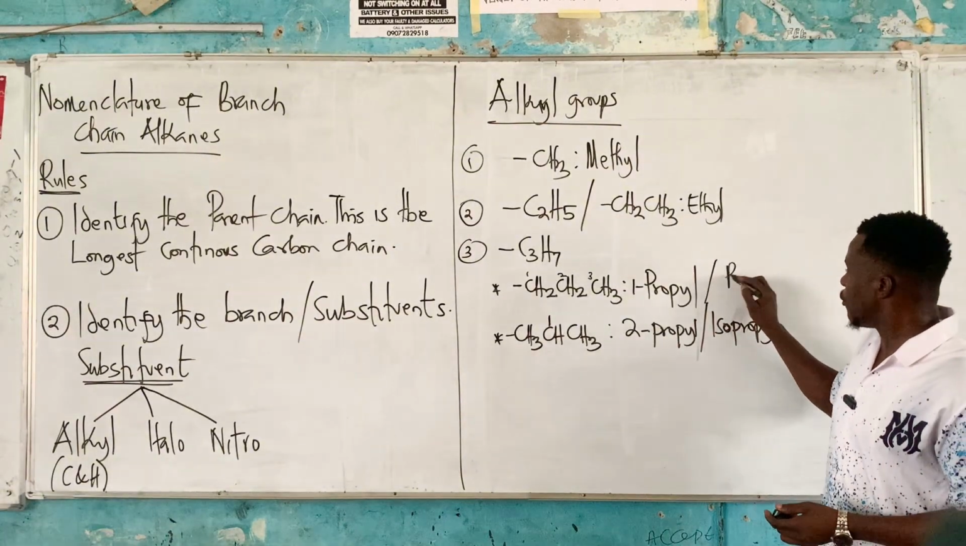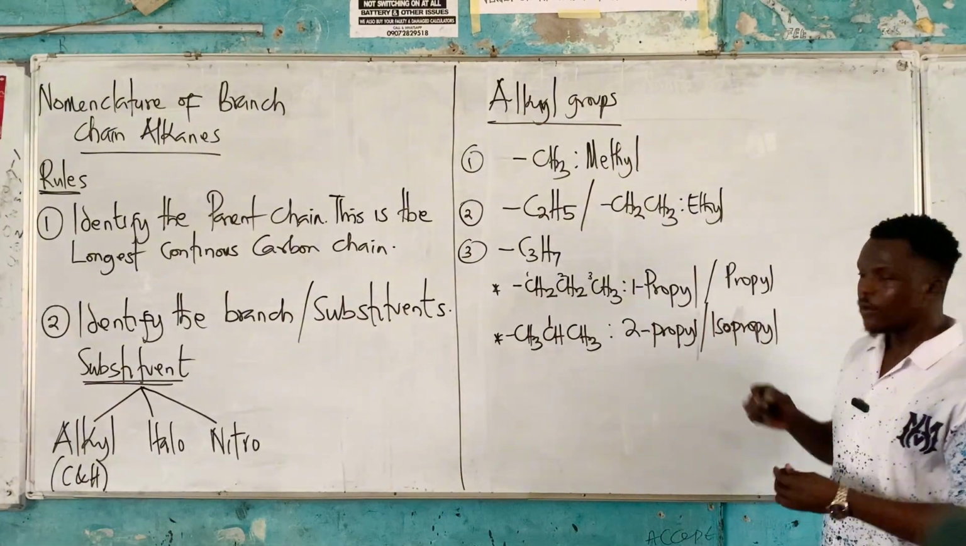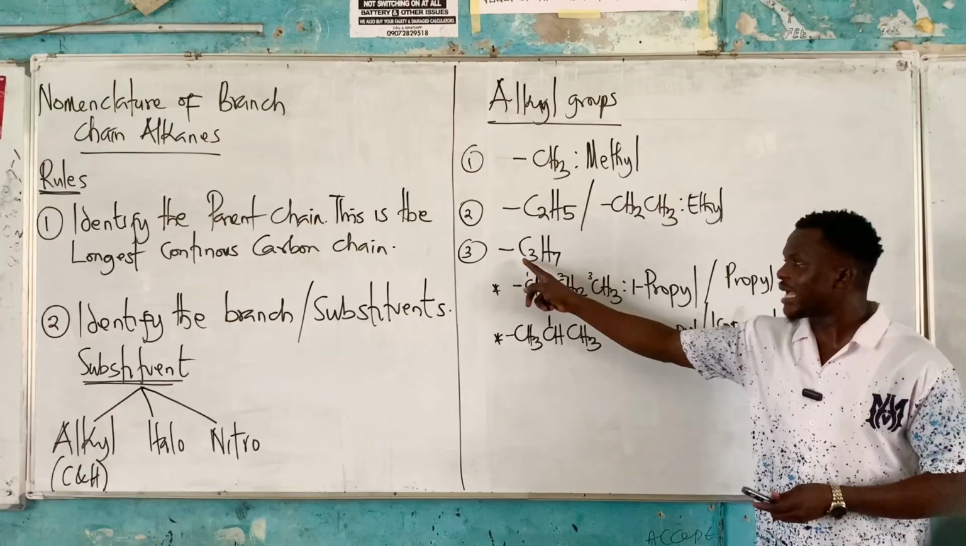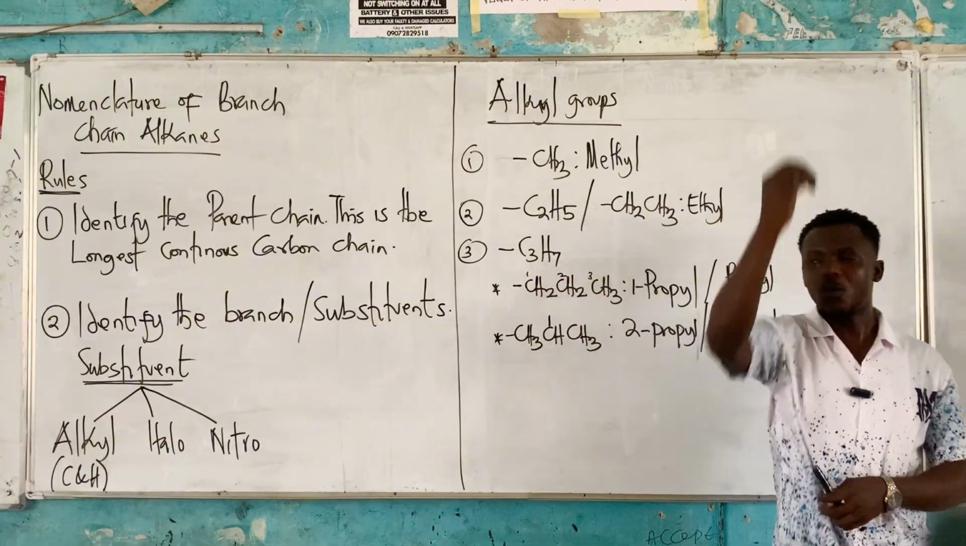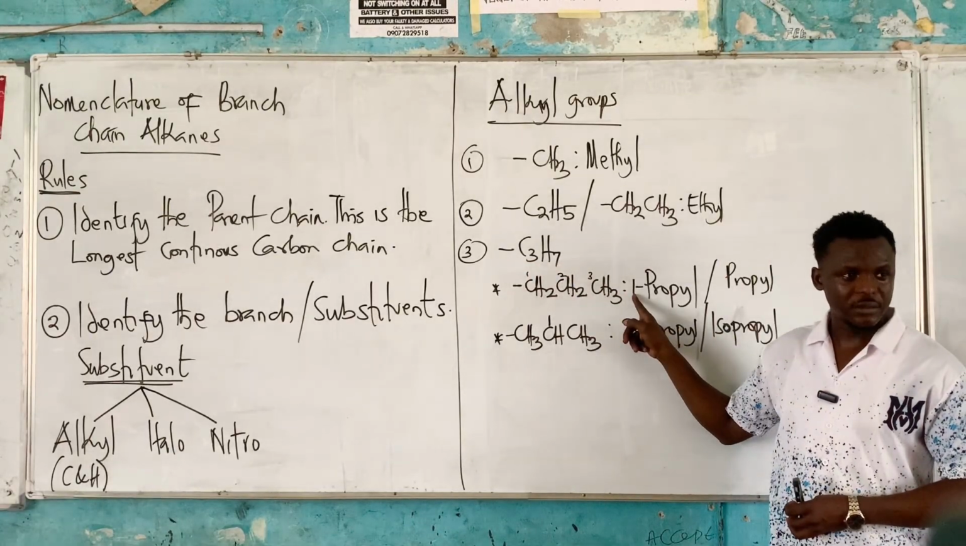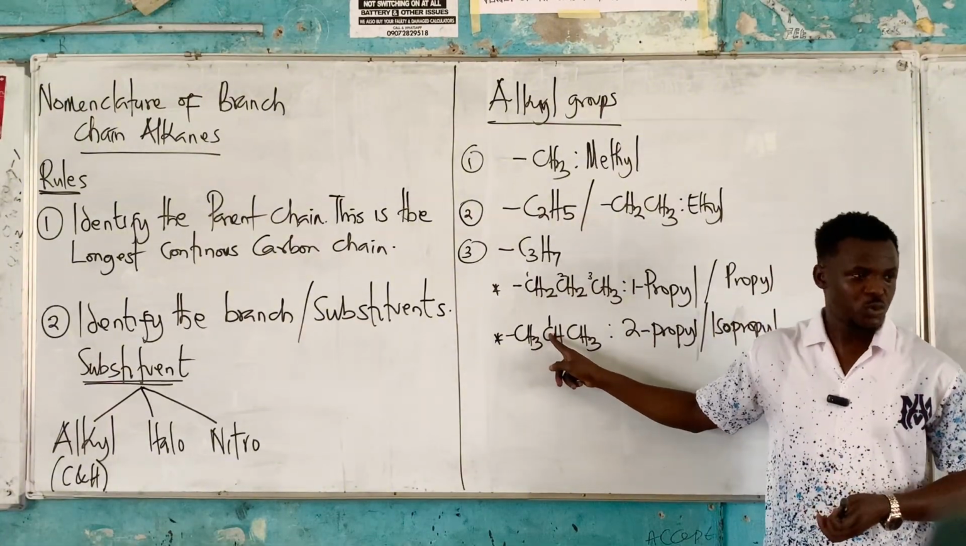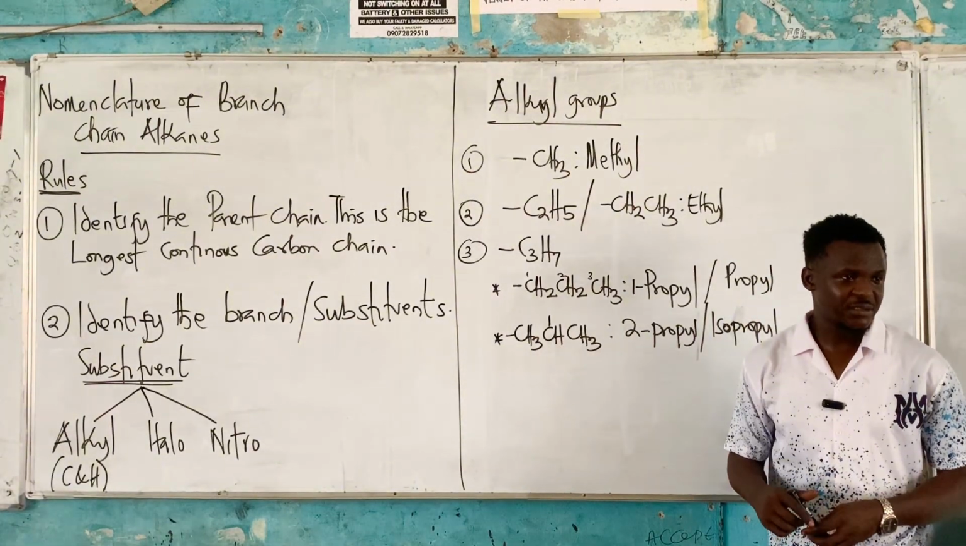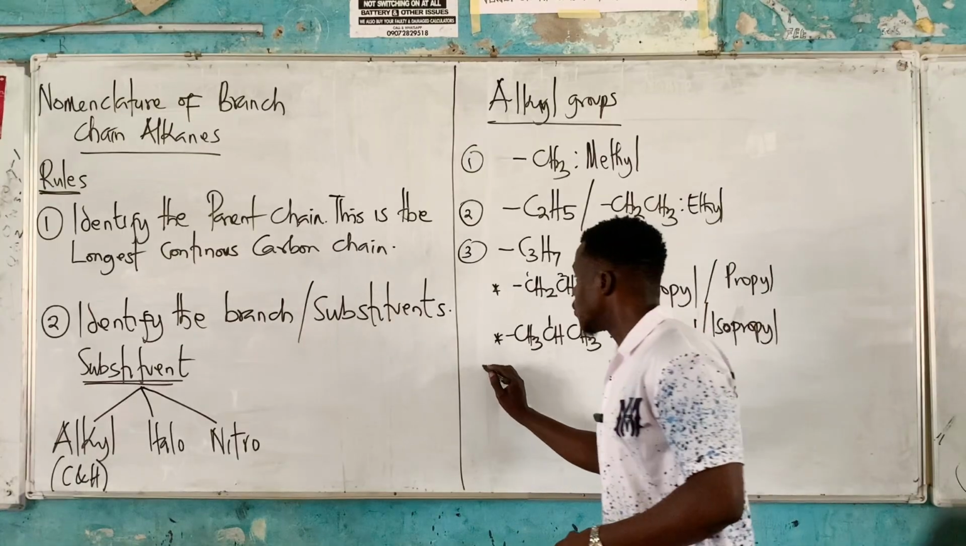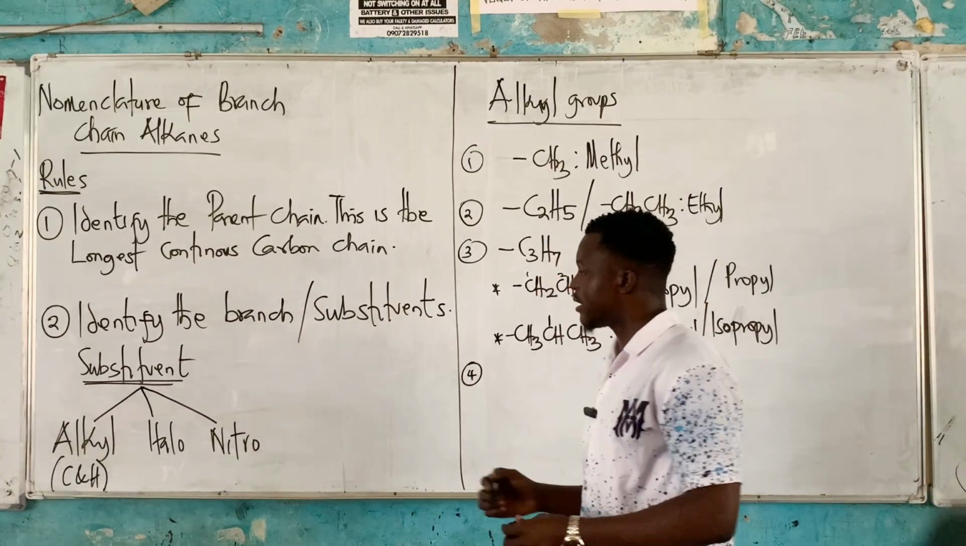But this second guy, this guy is 1-propyl or normal propyl. So you can either call it 1-propyl or you just call it what? This one simply means the entire C3H7 is attached somewhere using carbon what? 1. 2-propyl means that everything is attached using carbon what? 2. So take note of that. So let's do the last one, then we stop there for the alkyl.